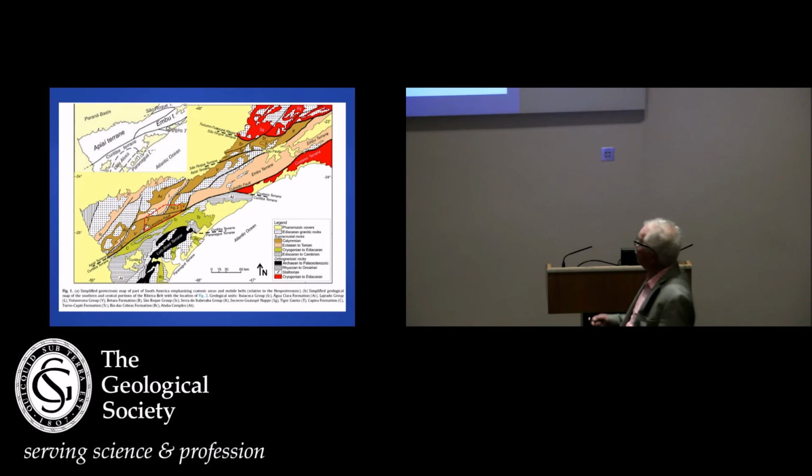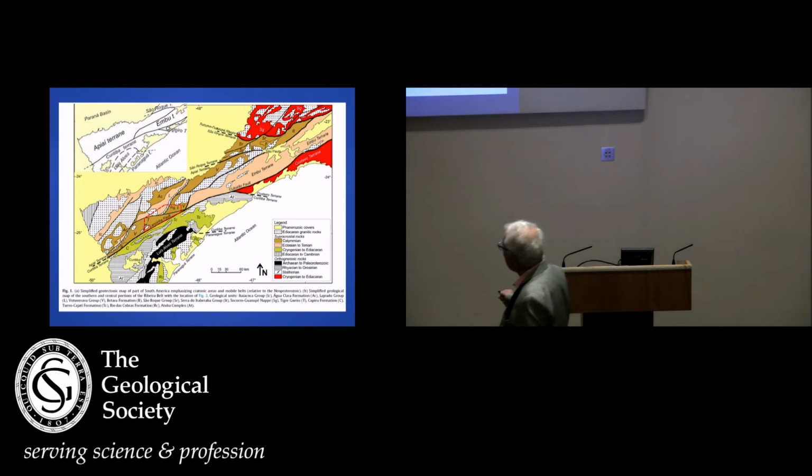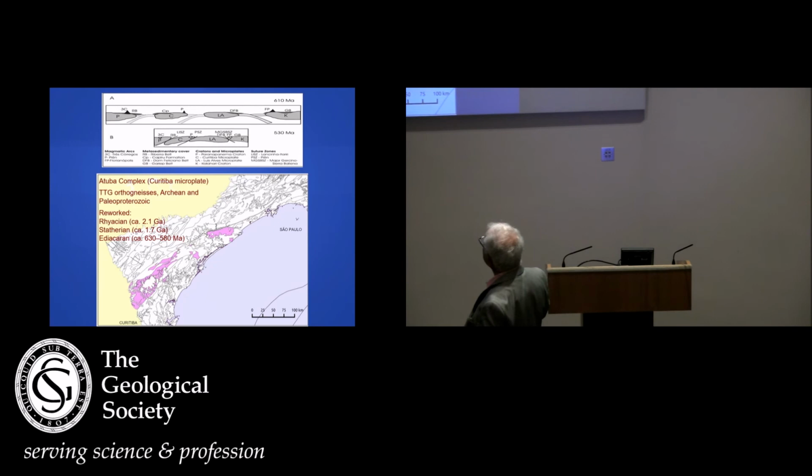And the third one I want to talk about is the Atuba block, this block here, that has the behavior of a continental plate. Next. This is the Atuba complex, you can see here. In Curitiba, we have the interpretations of Miguel Basei, that it has subduction under the Paranapanema, and here it works as a microplate.